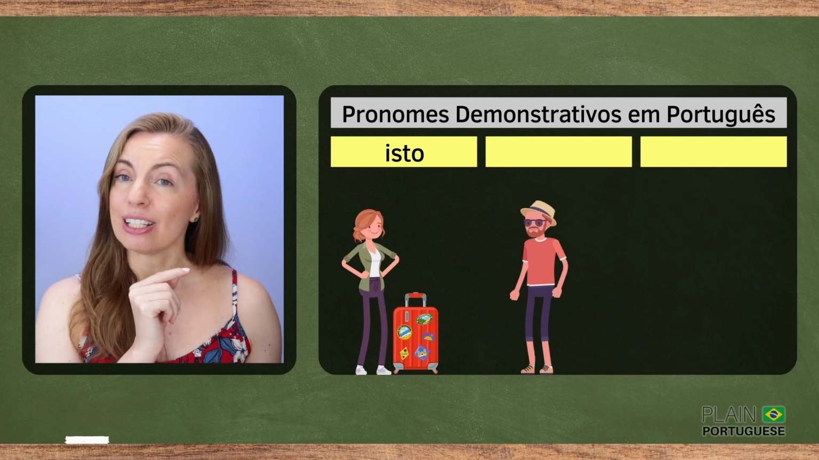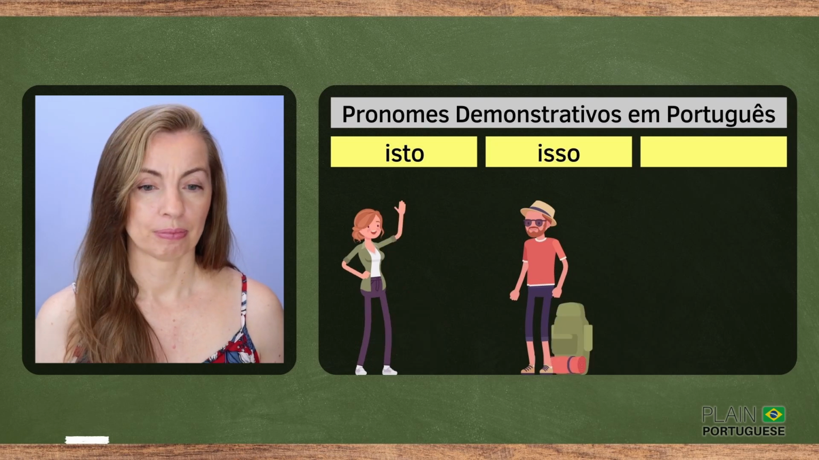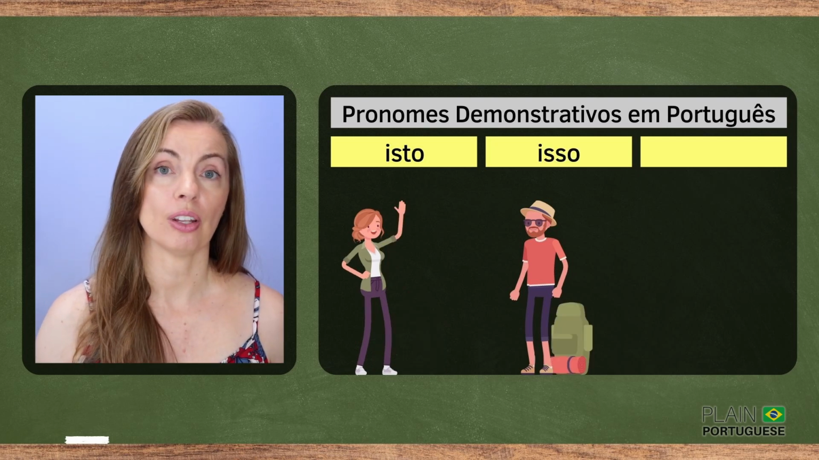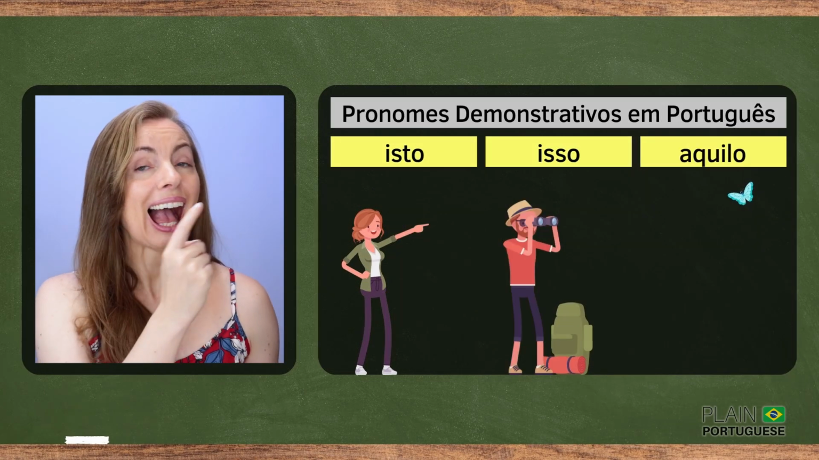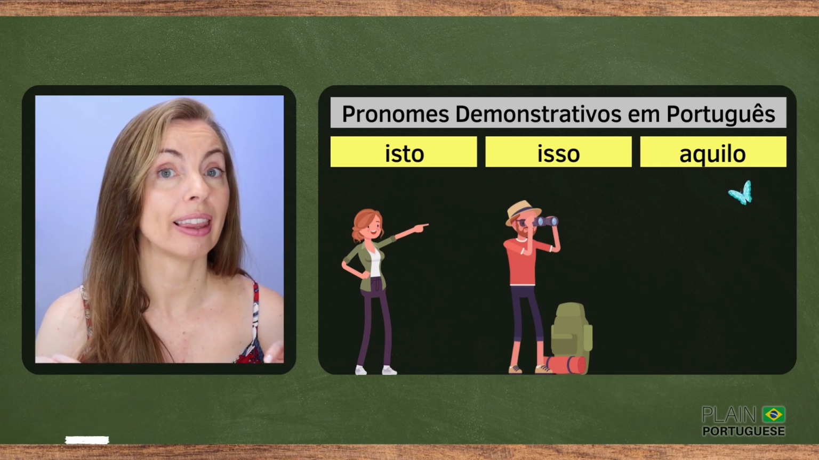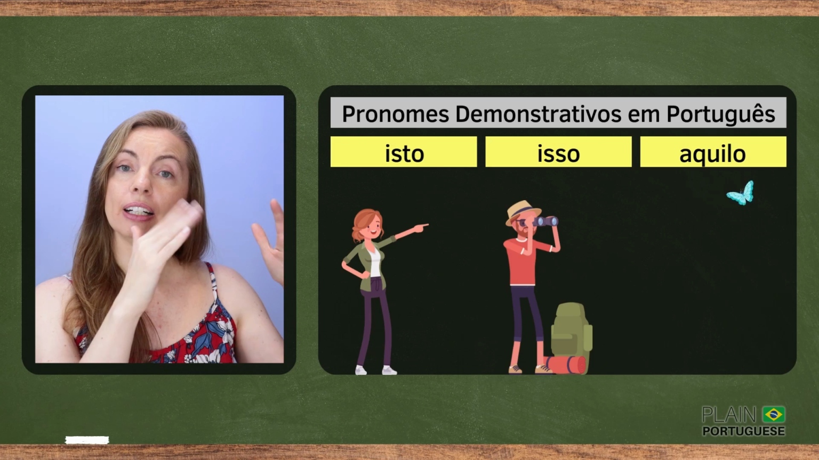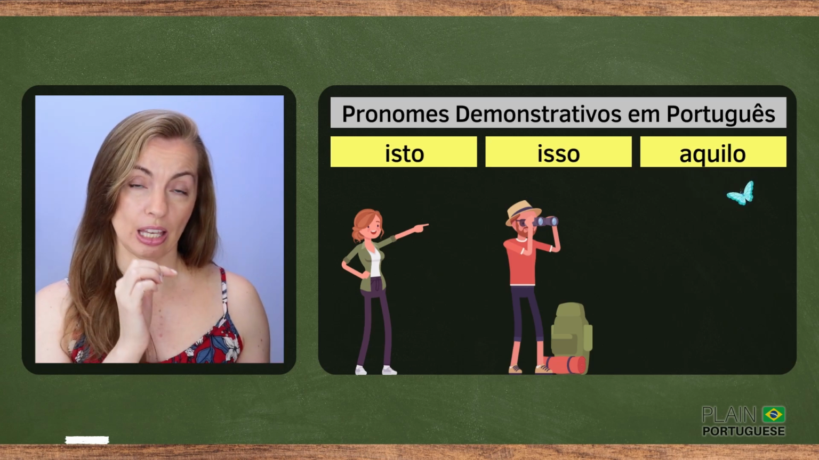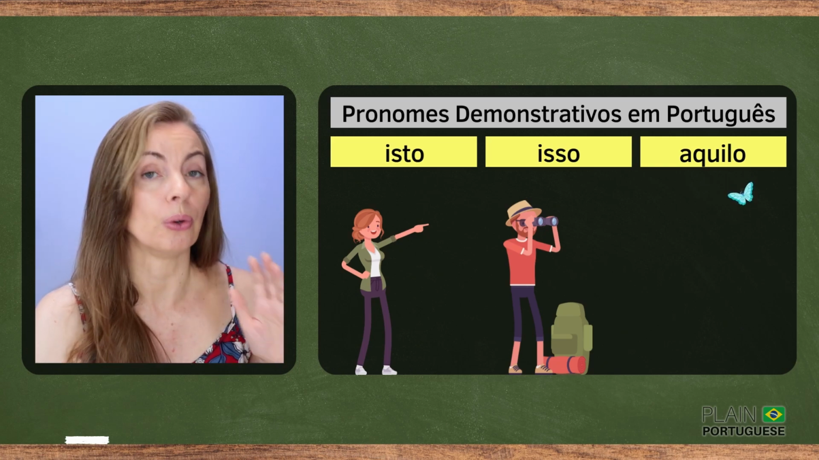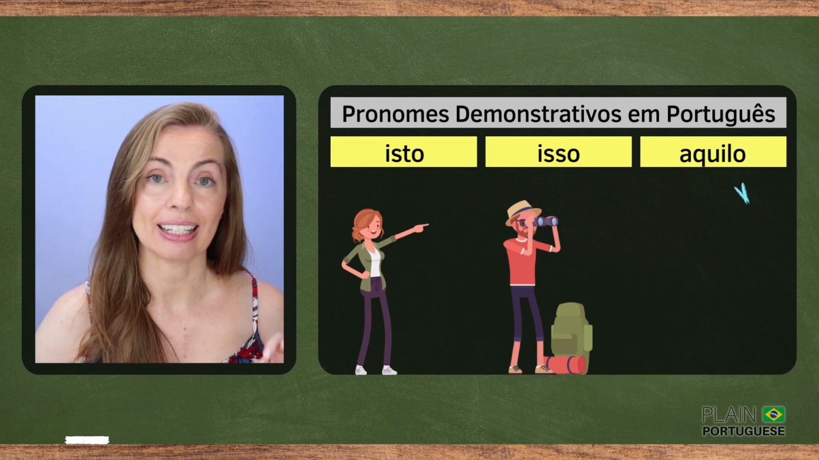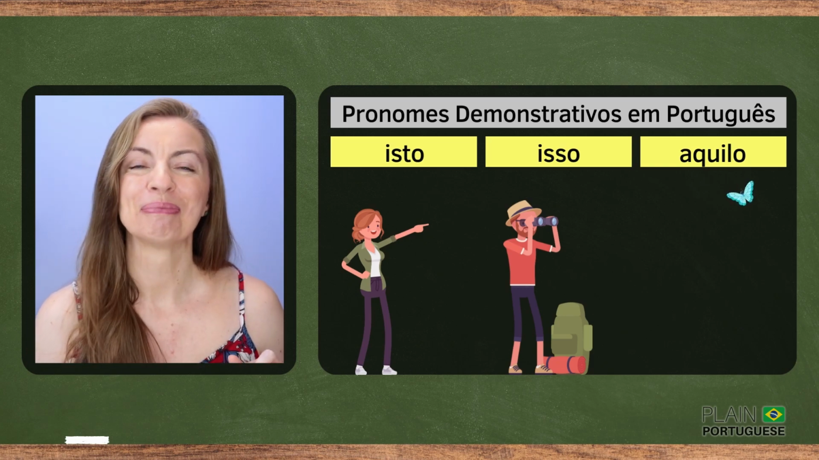Now that you know how to use the demonstrative pronouns that are variable, let's learn how to use the neutral ones. Well, isto is equivalent to "this". Isso is equivalent to "that" when something's closer to the person you're talking to. Aquilo is equivalent to "that" when something is far from both of you. So, isto, this. Isso, that, closer to the person you're talking to. Aquilo, that, far from both of you.